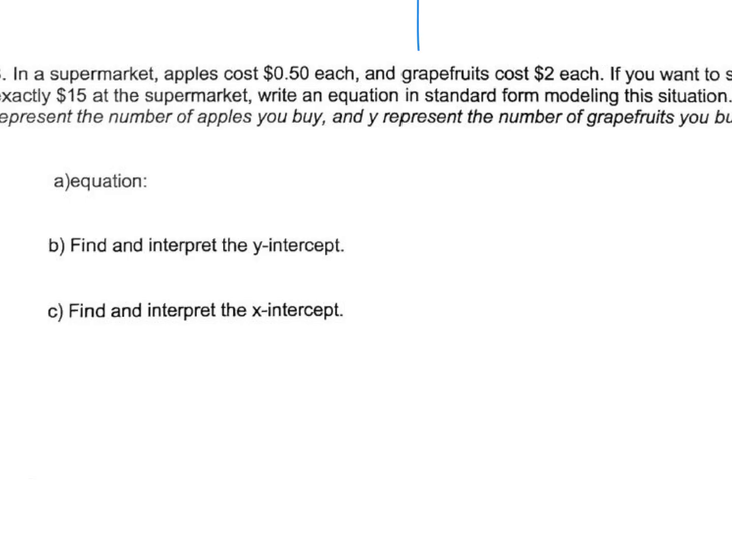It tells us X is apples. So if I go back up to where it says apples, I'm going to put my X. And what about grapefruits? What does it tell us to use? It tells us to use Y. So I'm going to label those. So if we went to the store and we bought apples, 50 cents for each apple, and $2 for each grapefruit, and we spent $15.